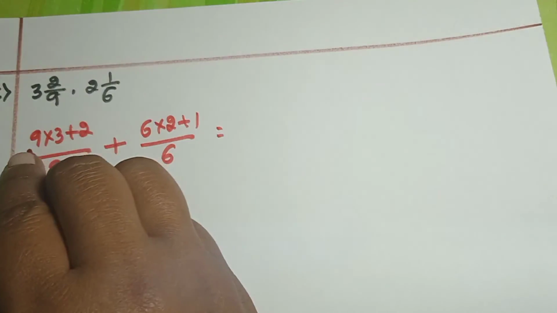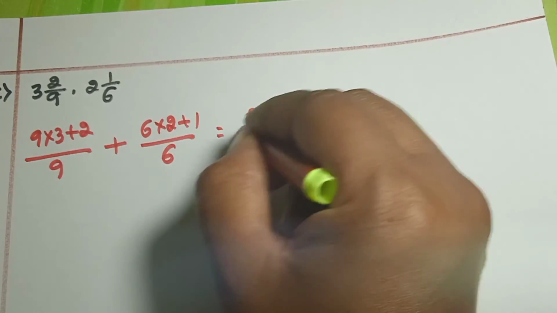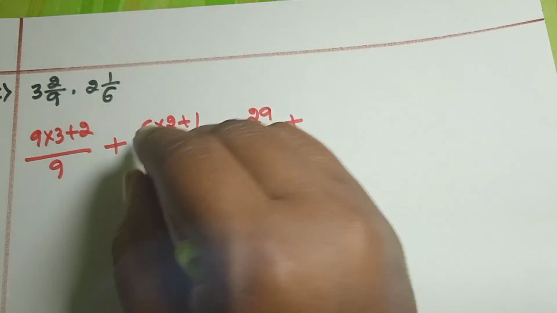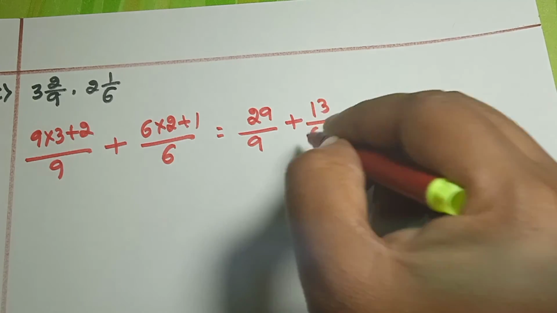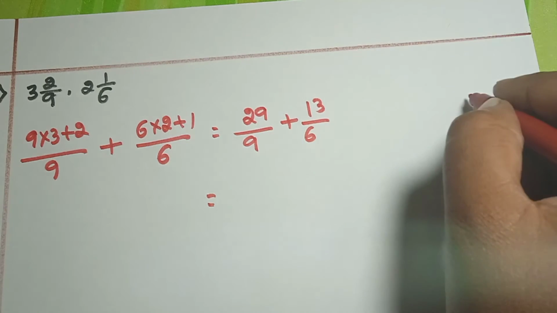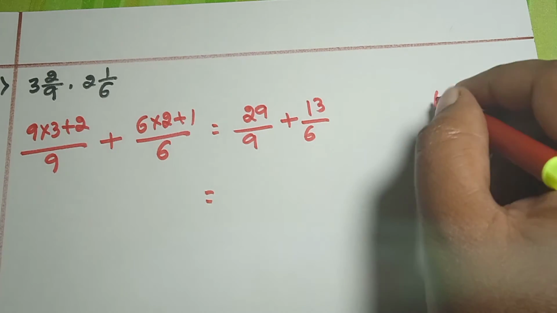Now convert it, children. 9 3s are how much? 27. 27 plus 2, 29 divided by 9. Plus 6 2s are 12, 12 plus 1, 13 by 6. Now add this one. Not possible because the denominators are different. Okay, we should take the LCM.